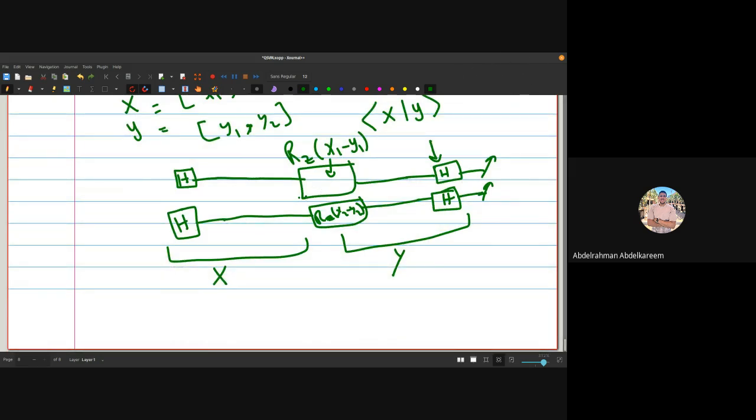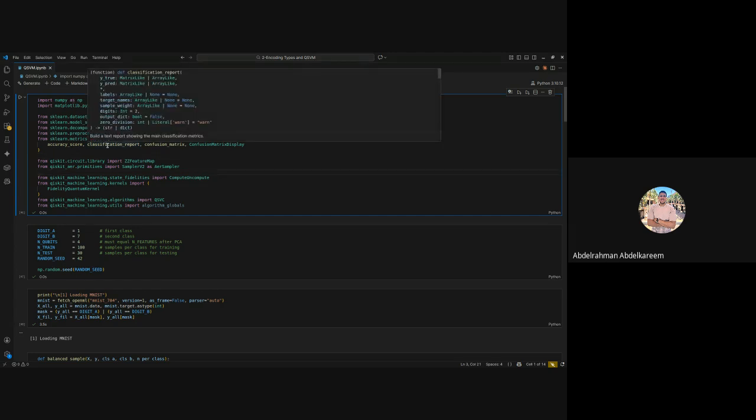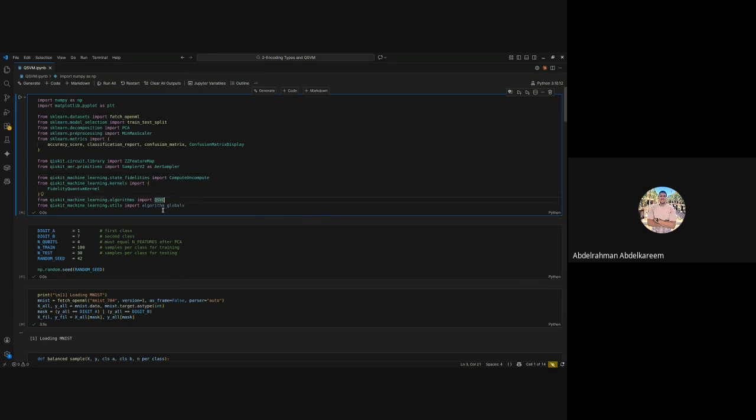Okay, this is for the session. Then for the practical lab part, we'll be using a quantum support vector classifier from the quantum machine learning library from Qiskit. It got an update last month, so it's a good thing.